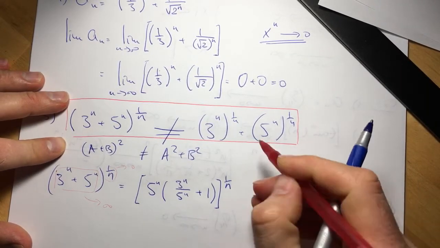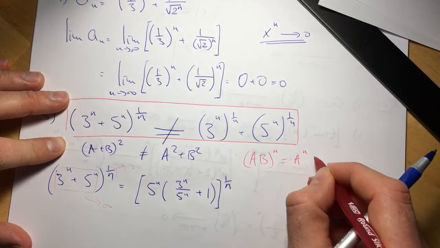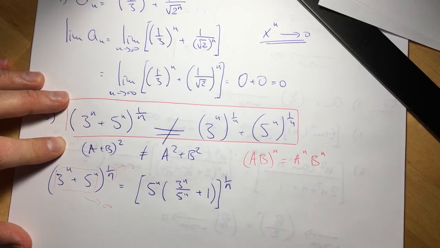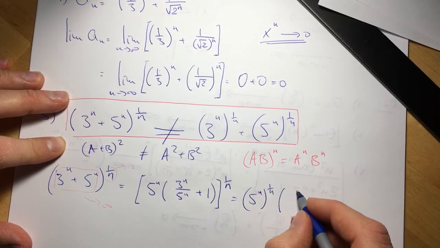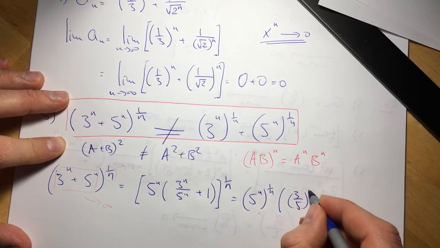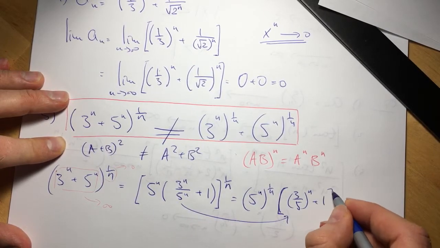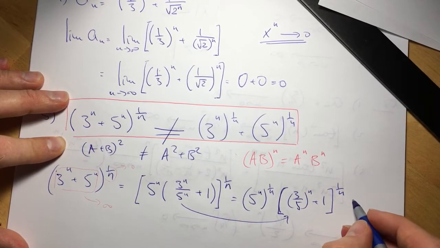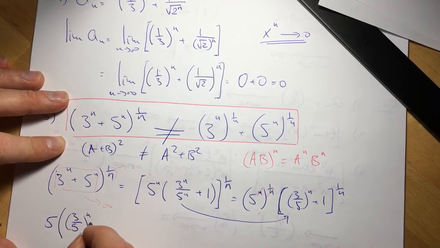Now, of course, here I can use this rule, (a·b)ⁿ is aⁿ·bⁿ. So this is (5ⁿ)^(1/n) times ((3/5)ⁿ + 1)^(1/n). Okay, so these cancel, so I get only 5 times ((3/5)ⁿ + 1)^(1/n).